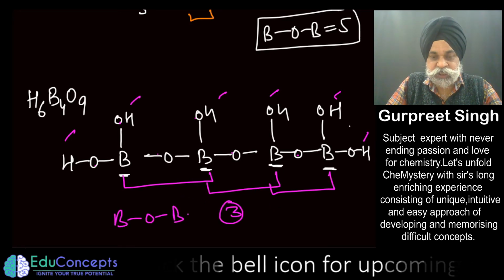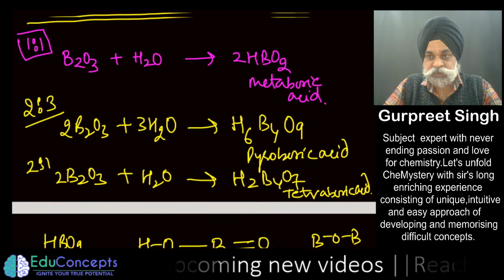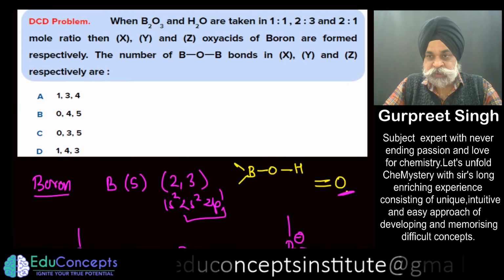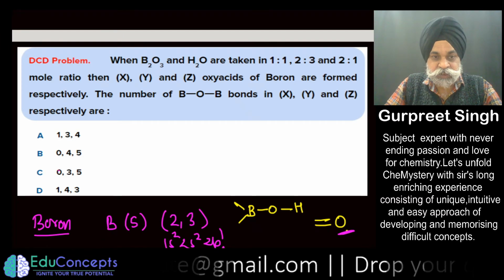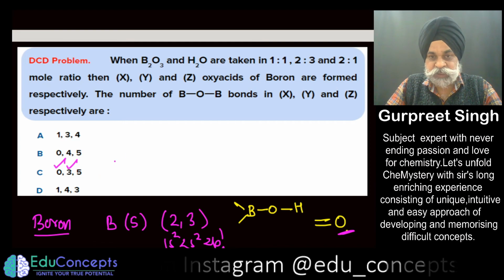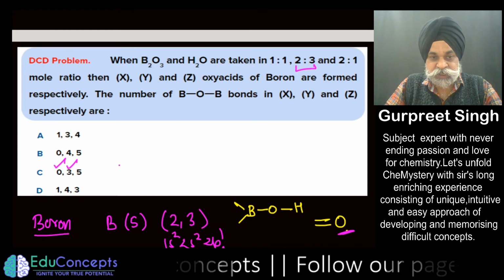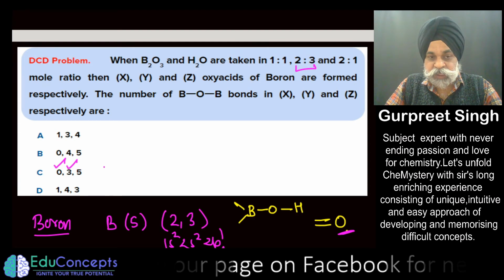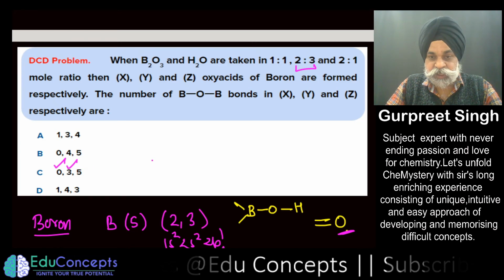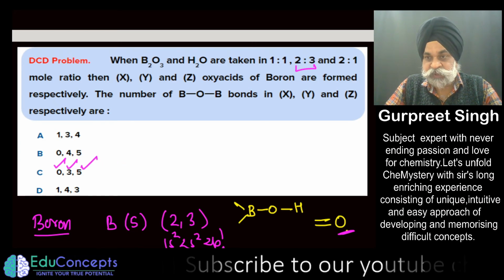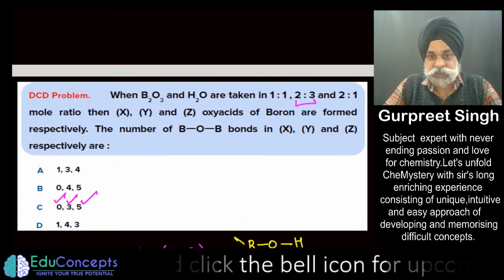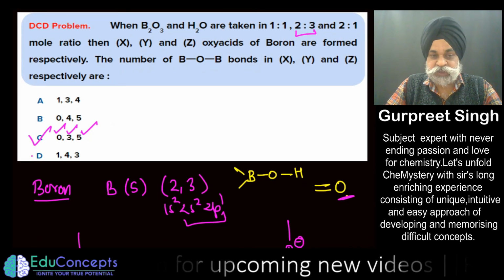BOB bonds are three. So the answer to that question can now be obtained. In HBO2 there are zero BOB bonds, and three BOB bonds are present in H6B4O9, so the ratio is 0 to 3, whereas in tetraboric acid it was five, where we made a cyclic structure. Now the question arises, is it clear? Okay, so the answer to this question is C.